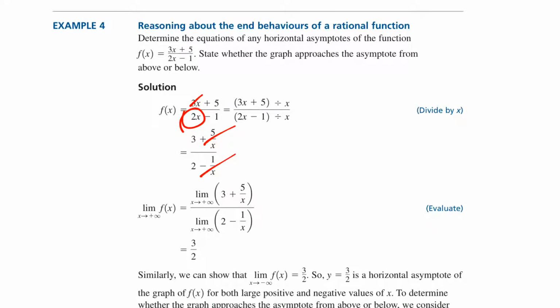Next example. Determine the equation of any horizontal asymptote of the function f of x equals 3x plus 5 divided by 2x minus 1. We find the limit of the function as x approaches infinity. We divide both numerator and denominator by x. F of x is going to be 3 plus 5 over x divided by 2 minus 1 over x. As x approaches infinity, we use properties of limits. We know the limit of 5 over x and 1 over x as x approaches infinity is 0. Therefore, the limit of f of x as x approaches infinity is 3 over 2.